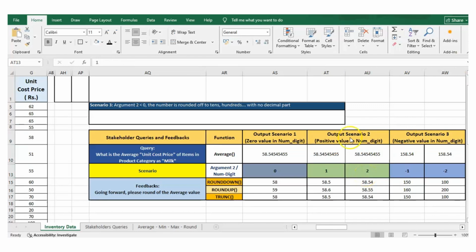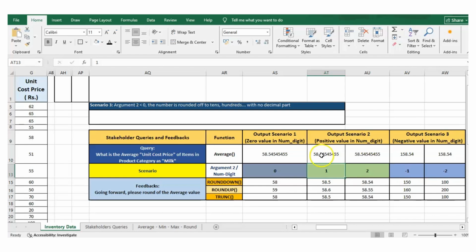Let us now focus on scenario 2, example 1. Here num_digit is assigned a value of 1 and the input number would be the same average unit cost price. One thing is clear, with 1 being the value of num_digit, here we are interested in getting only one digit in the output decimal part.